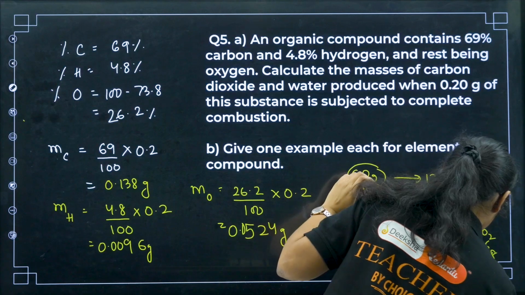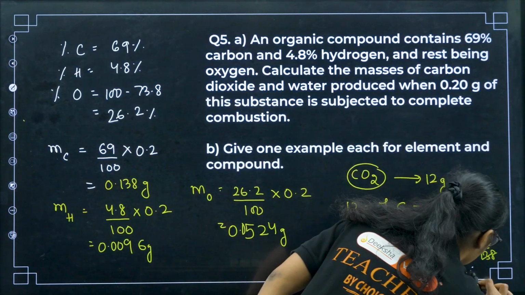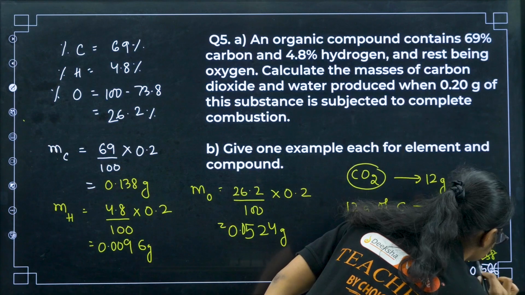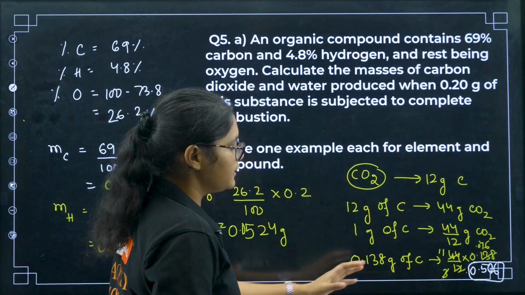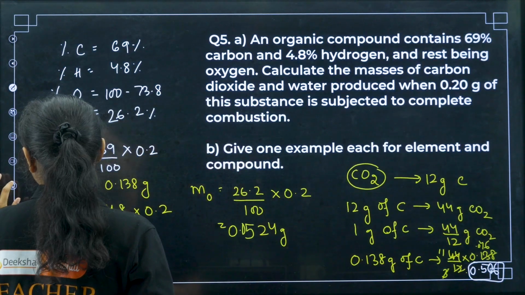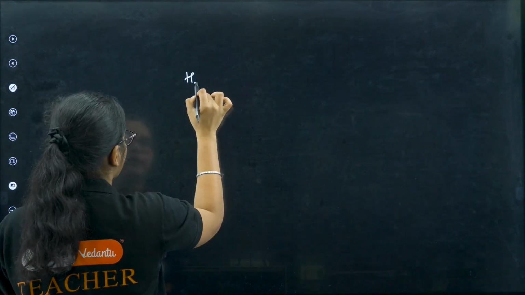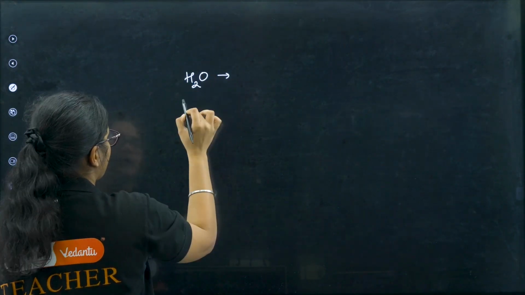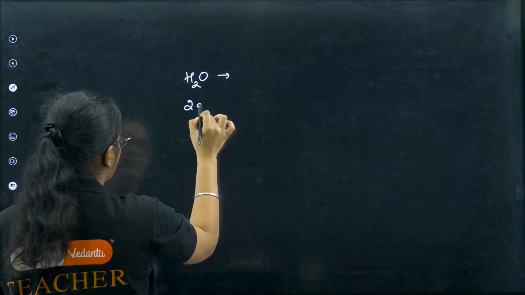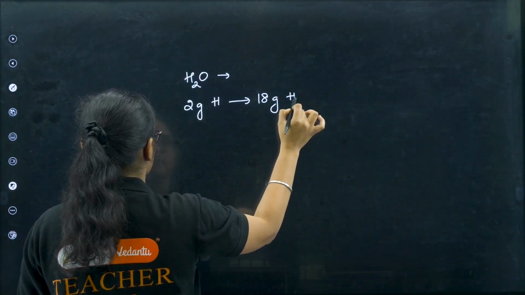0.506. Okay, let me write it clearly. So that is 0.506. Okay. Now similarly, can we do the calculation for water as well? So now you see, if you have water, what is it? I can say that from 2 gram of H, I can get 18 gram of water, right?